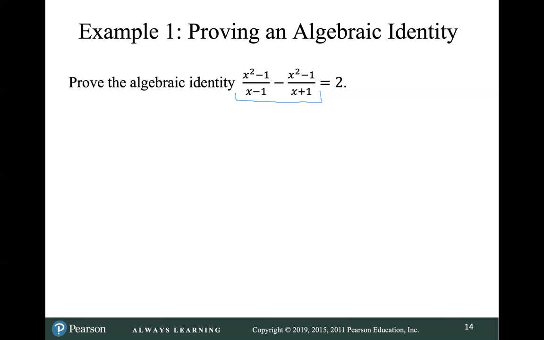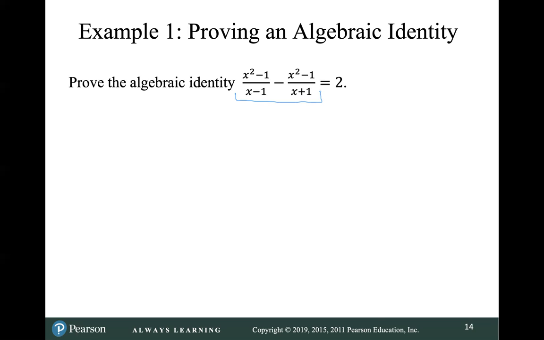What can I do to this right side of my equation to simplify? Because I have two fractions and I'm subtracting them, logically, what we should do is combine them, right? But take a second, look at it more closely. If I cross multiply to get a common denominator, that's going to make my numerators very messy. So instead of getting a common denominator, what I'm going to do is factor the numerator.